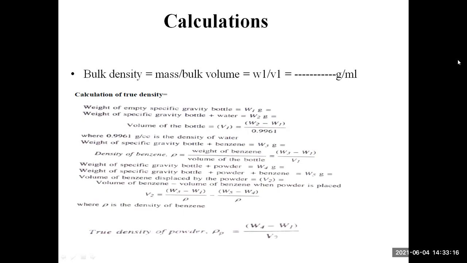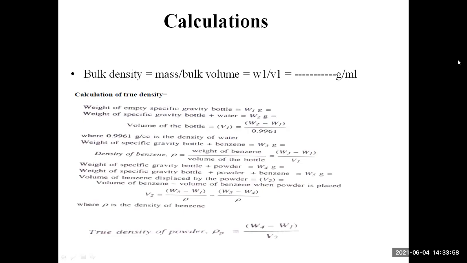Weight of specific gravity bottle plus benzene, that is W3 in gram. Density of benzene can be calculated by weight of benzene upon volume of the bottle. Weight of benzene can be calculated by W3 minus W1 and volume of the bottle, that is V1. Weight of specific gravity bottle plus powder, that is W4 in gram. Weight of specific gravity bottle plus powder plus benzene, that is W5 in gram.